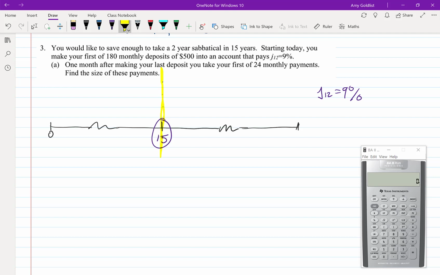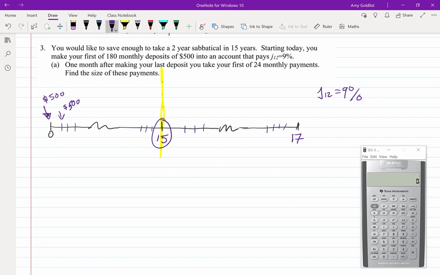So let's start by drawing in things. First of all, 15 years is when we start, and it's a 2-year sabbatical. And we are going to start making monthly payments. Everything is monthly, and that's okay. We can just put in little dashes for months, and we know what that means. Starting today, I'm going to make my first payment. So I'm going to say that this is right away, and it is $500.